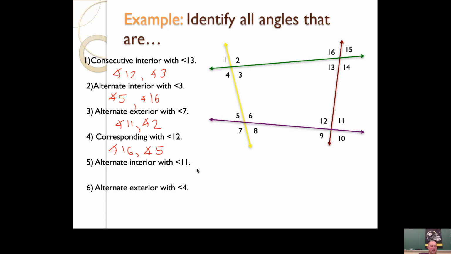Number 5 says alternate interior with angle 11. Angle 13 is. What about an angle along this transversal that's alternate interior? There isn't one, because angle 11 is not an interior angle along this transversal. This is the only answer. Number 6, alternate exterior with angle 4. That'd be like angle 15. There's no alternate exterior along this yellow transversal. That's the only angle there.